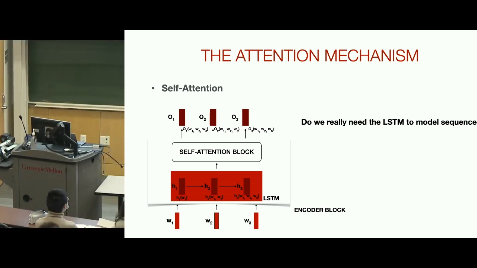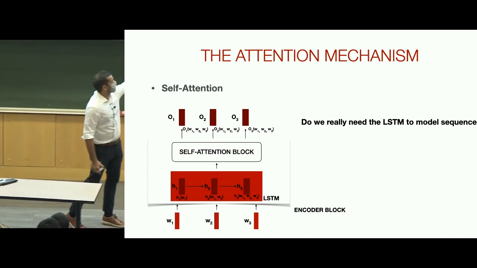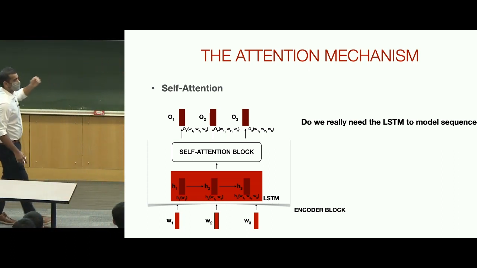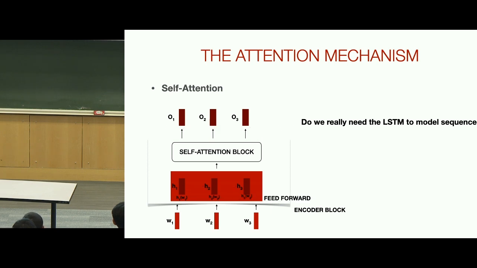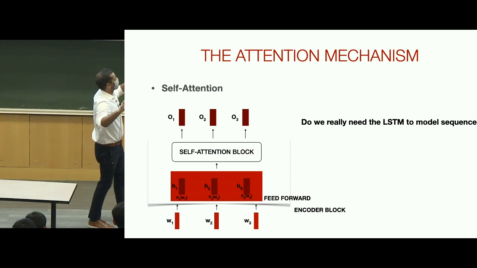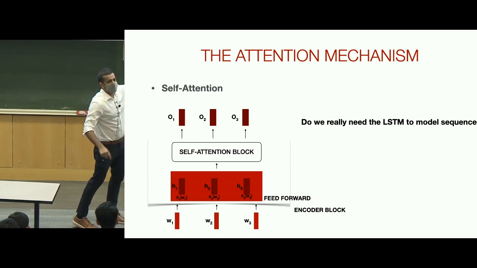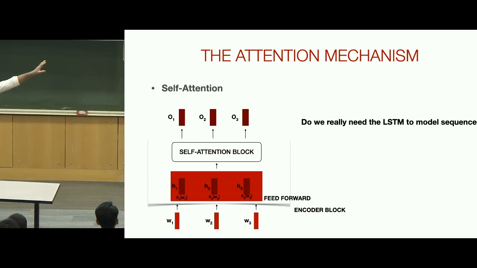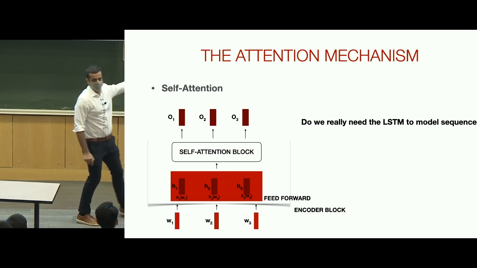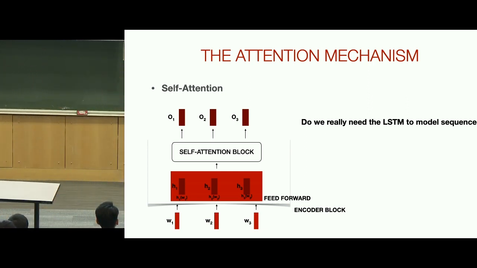If it was a bi-LSTM, all of the hidden states would be a function of all of the words. So that is what the LSTM is doing to model sequences for you. Now, let's do this experiment. I'll replace the LSTM with a feed forward, a linear layer. Now, each H1, H2, and H3 is only a function of the word fed to itself. Now, W1, W2, W3.